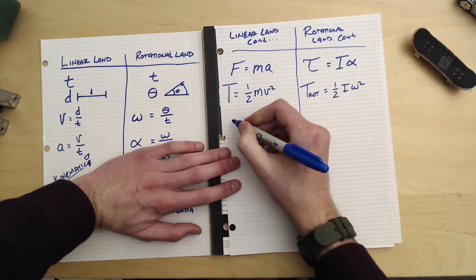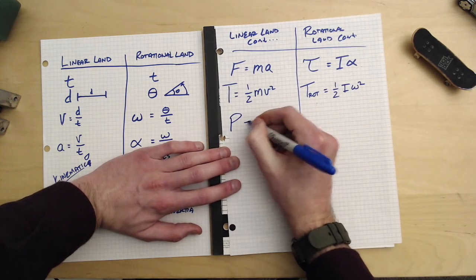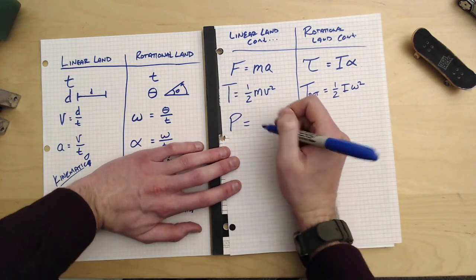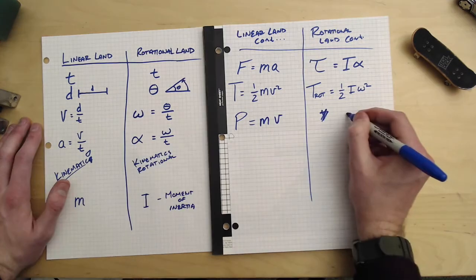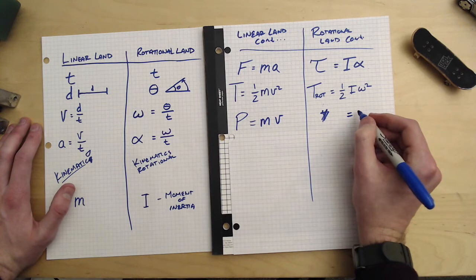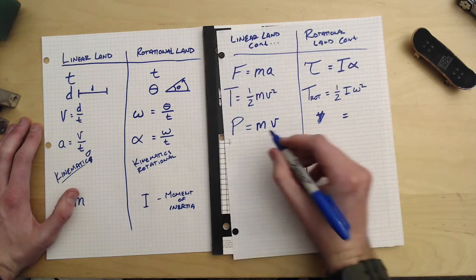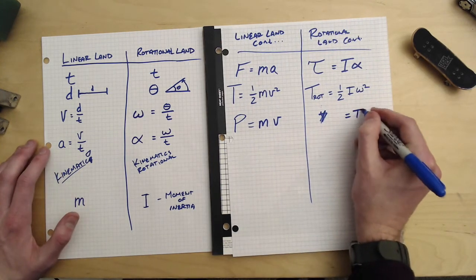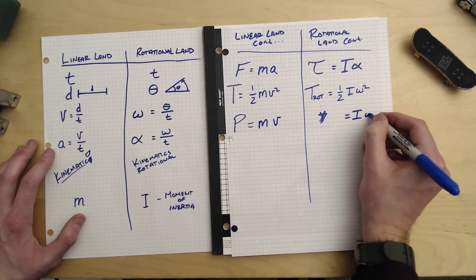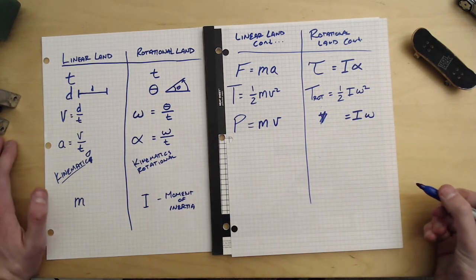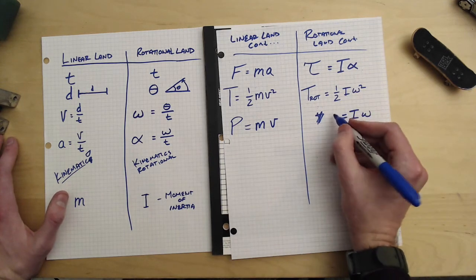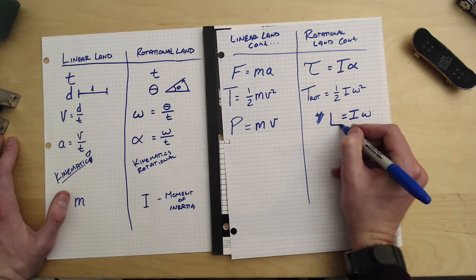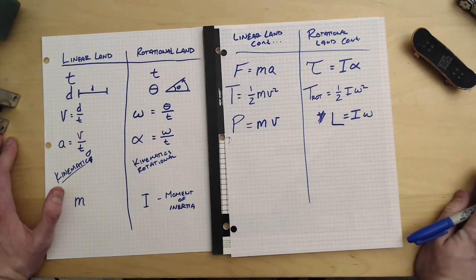And of course, we went to momentum not too long ago. Momentum is given by mass times velocity. We can translate this one easily. The analog for mass was moment of inertia, and velocity was omega. It's called angular momentum, and it's given by the letter L.